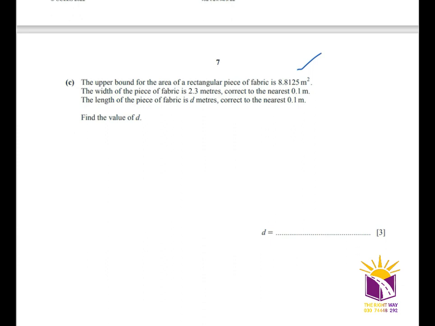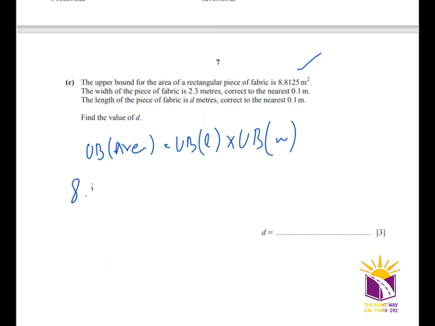As they are correct to the nearest 0.1 meter and we have to find the upper bound, upper bound area will be equal to upper bound length multiplied by upper bound width. So upper bound area 8.8125 will be equal to upper bound length times upper bound width. What is the upper bound? It will be equal to 0.1 divided by 2, which will be equal to 0.05.